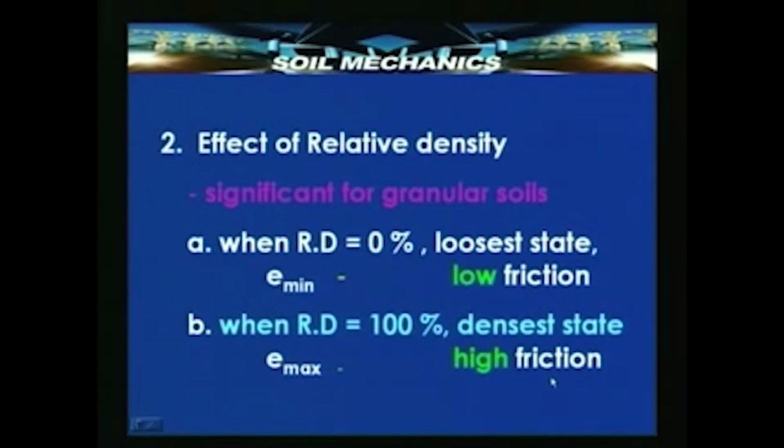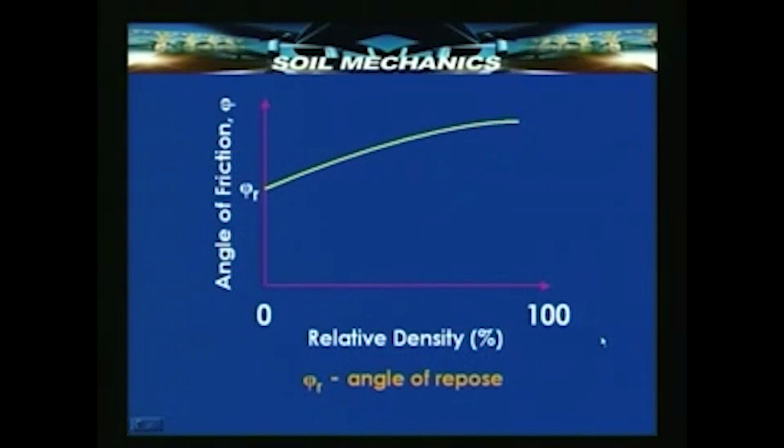Now, effect of relative density is more or less a rewording of what we saw just in the previous slide. When the relative density is 0, the soil is in its loosest state, e, the void ratio, is maximum and friction is lowest possible. When the relative density is 100%, which of course is difficult, the soil is in its densest state, e is minimum and the friction is high. There is an approximate relationship between the angle of friction and the relative density. As the relative density percentage increases from 0 to 100, the angle of friction also increases as shown in this figure.